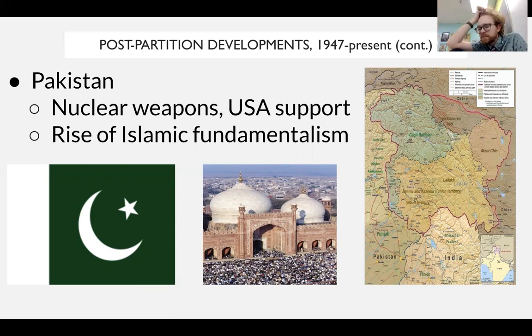Pakistan is going to largely see sympathy for fundamentalist movements, Islamic fundamentalist movements. This is something that is contributing to the rise of the Taliban. In addition to US support, you also have Pakistani support for the rise of the Taliban in Afghanistan. So that kind of brings us up to speed on Pakistan and India to a degree to this day.